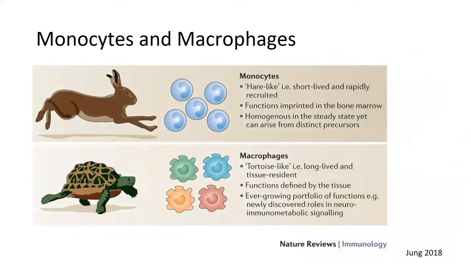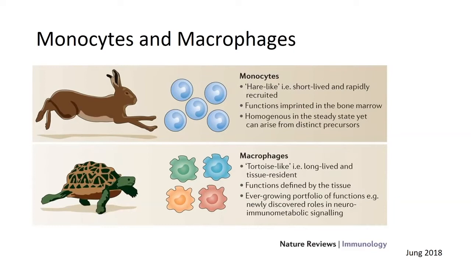And lastly, we have the very interesting cells called monocytes and macrophages. Monocytes give rise to macrophages, and the two of them are, as a recent review described them, sort of the tortoise and the hare. The monocytes are the hare. They are short-lived. They're rapidly recruited to the site of infection. They travel in the bloodstream and are recruited out of the blood to infection sites. And they can further differentiate into macrophages.